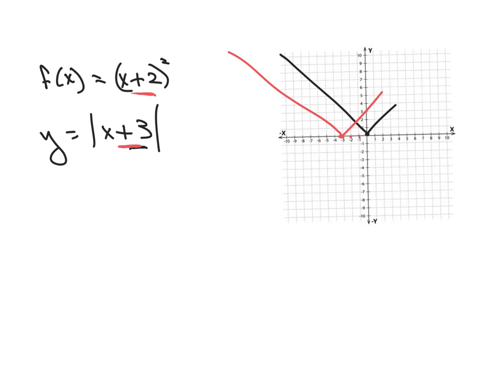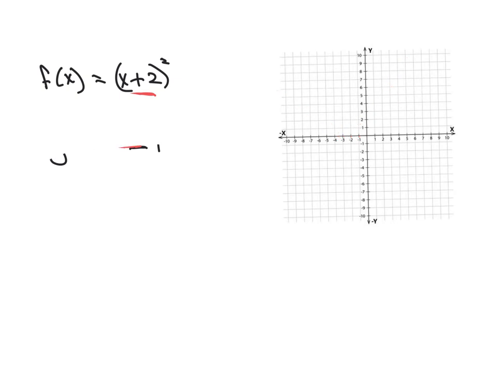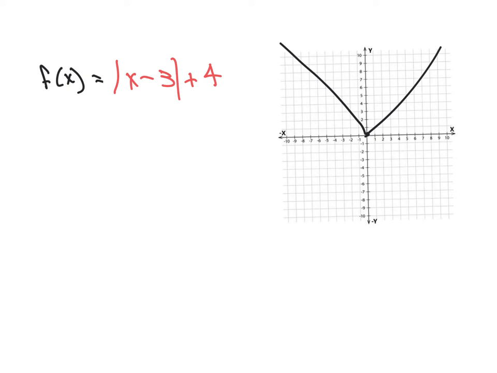Let me erase this and this. And let's go ahead and write what they have. y, or f of x, equals the absolute value of x minus 3 plus 4. All right, so what I'm going to do is graph the absolute value of x without adding or subtracting anything. And it looks like that. That's the basic graph. Now let's subtract 3. So that means we're going to go over 1, 2, 3, and we're going to get this graph.